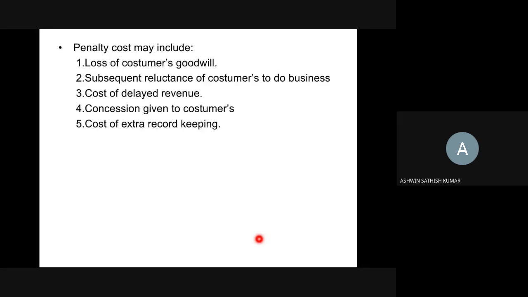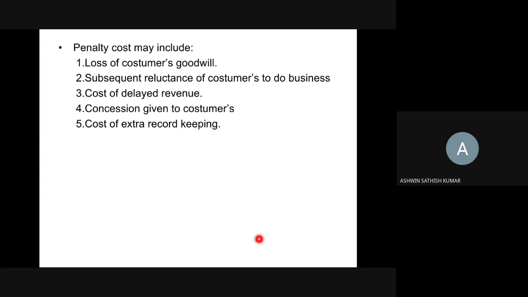The cost of the delayed revenue. Whatever revenue you would get when you have the item at the current time, you will get at the delayed time. So, the cost of delayed revenue. Concession given to the customer: to avoid the reluctance of the customer, we offer, okay, I will give you some concession, but next time please come to us. So sometimes to attract the customer, we have to offer a concession.